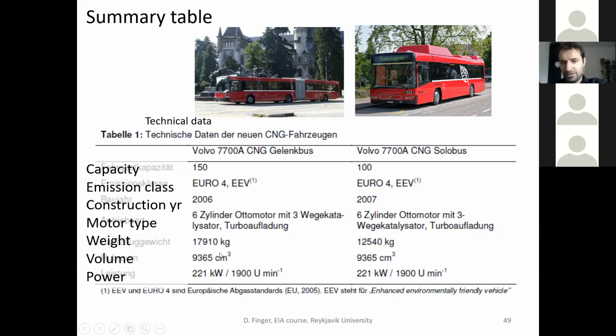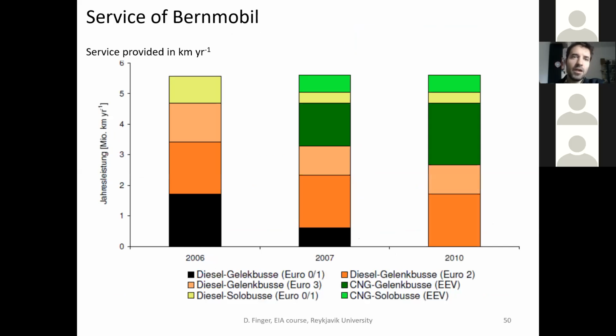And some more units. The bigger bus is of course a little bit heavier, at 17 tons or almost 18 tons, and the smaller bus is 12 to 12.5 tons. The power of the motor is about the same, 221 kilowatts at 1,900 rounds per minute. As for the service provided by the city, they drive almost 5 million kilometers per year in 2006.